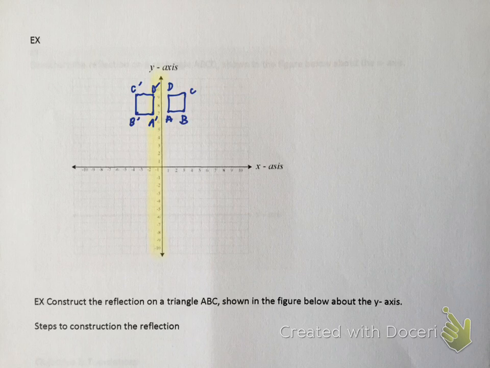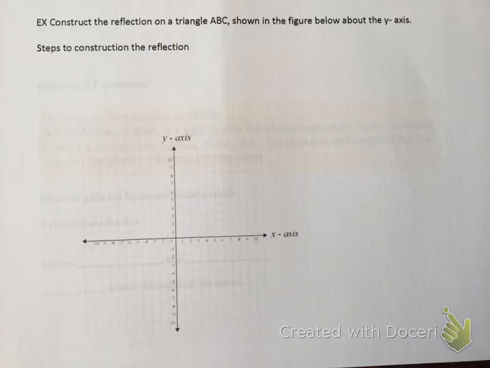So now we're going to go ahead and do this next bit: construct the reflection of triangle ABC shown in the figure below about the y-axis, and I'm going to write down the steps to construct the reflection. Okay, so there are two things that we have to know. One, if you have a highlighter, sometimes it's a good idea just to highlight the axis of reflection. So we know that it's telling us to reflect about the y-axis.